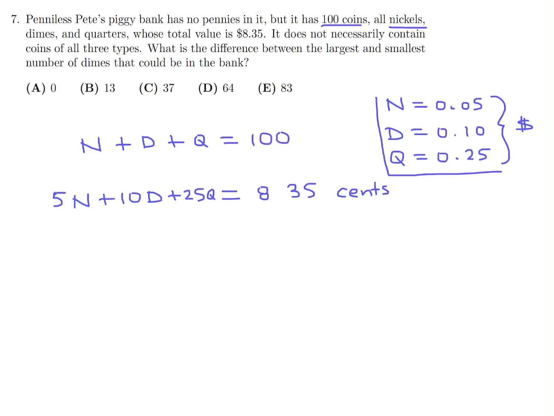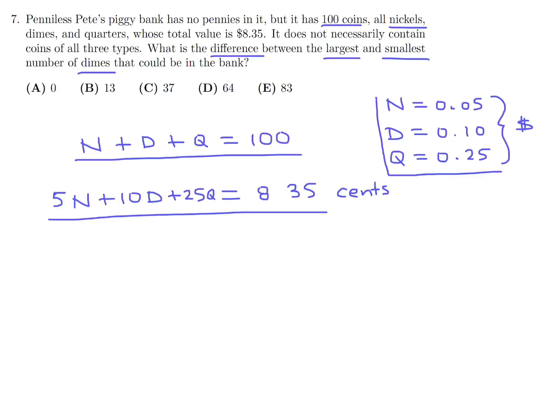Okay, so then what they're saying is you've got to figure out the value of D, the dimes. You've got to figure out the largest value of D and the smallest value of D and then subtract them, the difference. Okay, so we've got 2 equations and 3 variables. Oh boy, so that means there's going to be some inspection involved. Okay, no problem. I will call this equation 1, and this equation 2. So the first thing is I've got to get rid of at least one variable. And I think I can do that.